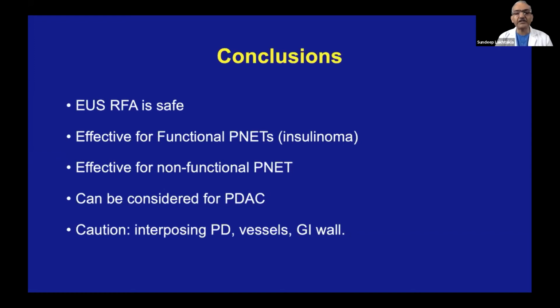They can be considered for pancreatic ductal adenocarcinomas if nothing else is working out for them. But the caution which must be kept in mind while doing EUS RFA is to avoid interposing the pancreatic duct, avoid blood vessels, and whenever you're coming very close to the GI wall, stop the burn.